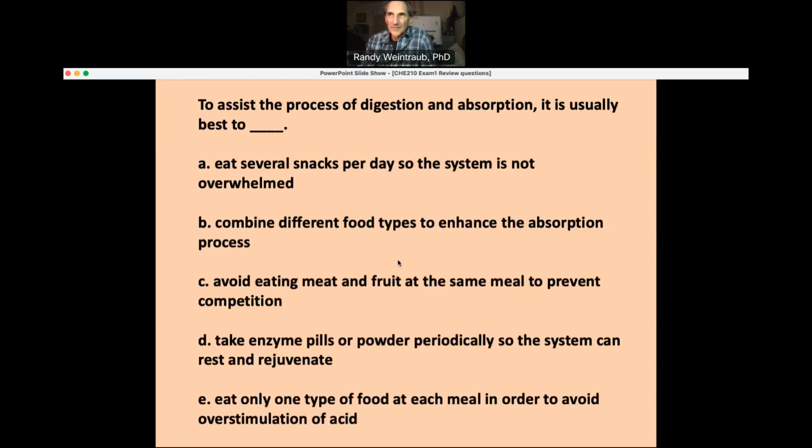To assist the process of digestion and absorption, it's usually best to, yes, combine foods. Often there's a synergistic effect between some foods, for instance, fat-soluble vitamins with more of a fatty food. That's usually where they're from. And fiber. Fiber also often enhances absorption.